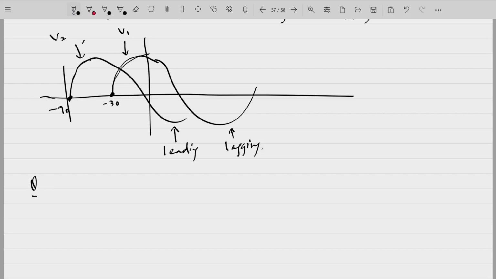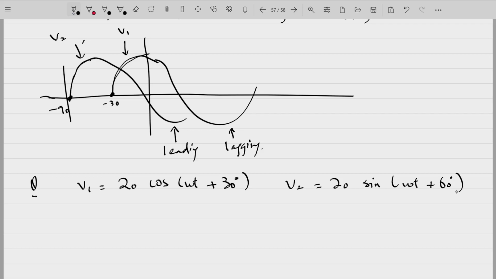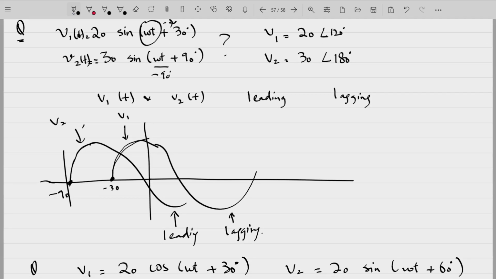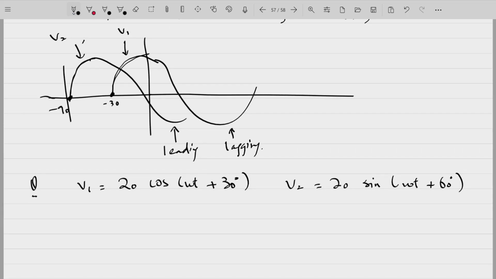आपके पास है फॉर एग्जांपल v1(t) is 20 cos(omega t plus 30) and v2(t) is 20 sin(omega t plus 60 degrees). Whenever you have to make the comparison, frequency has to be same. If frequency is different, then you cannot actually compare them. Now you have v1(t) equal to this, v2(t) equal to this. इनमें से बताओ कौन सी लीडिंग है, कौन सी लैगिंग है?